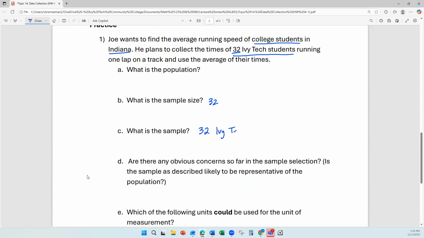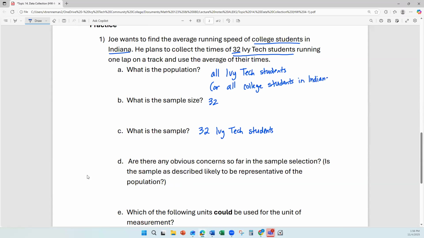Generally speaking, if you have the sample information, if you replace the number with the word all, that gives you the population. So because he is only choosing students from Ivy Tech, then it would have to be considered, can that actually apply to all college students in Indiana? Is there anything about Ivy Tech students that would make them not an accurate representation of all college students in Indiana?